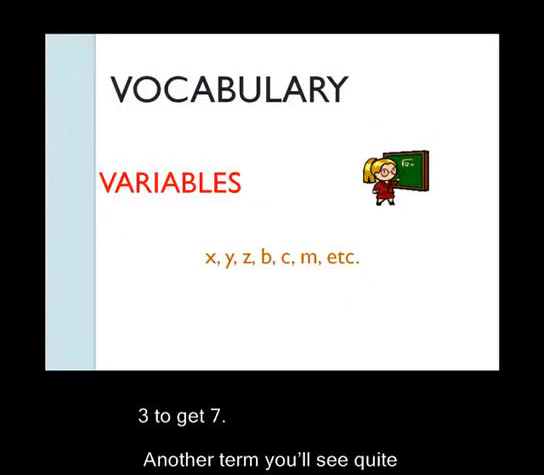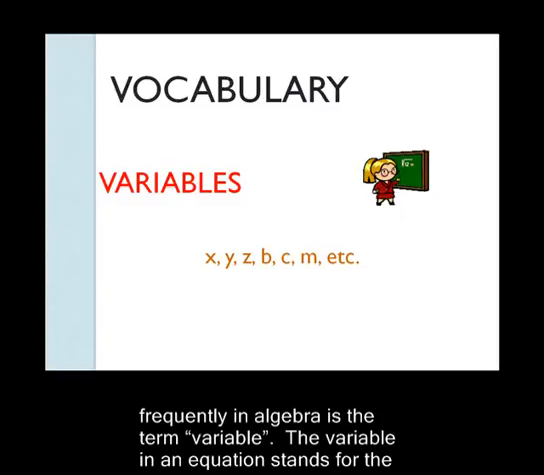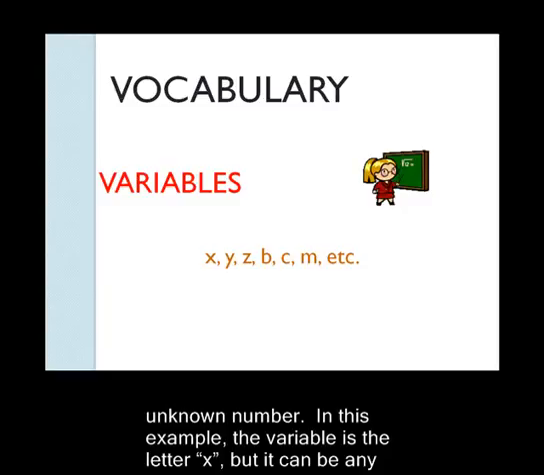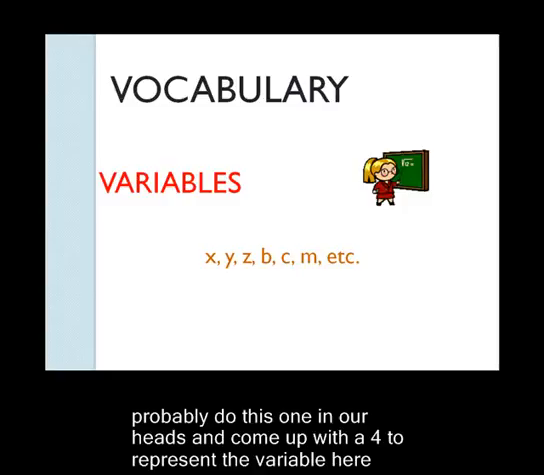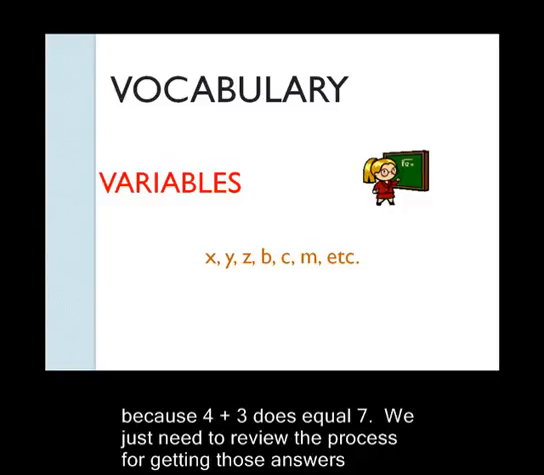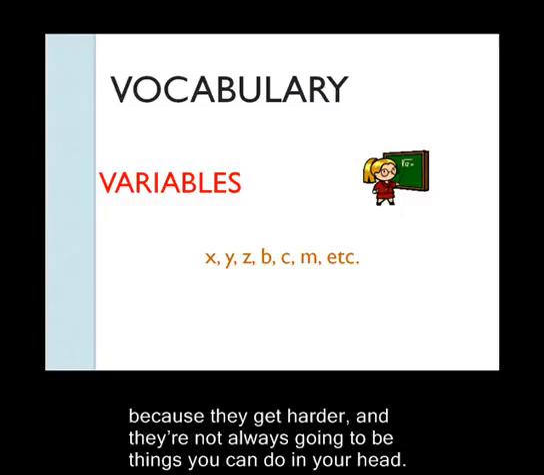Another term you'll see quite frequently in algebra is the term variable. The variable in an equation stands for the unknown number. In this example, the variable is the letter X, but it can be any letter you choose. We use the letter X as a standard in algebra frequently. We can probably do this one, remember it was X plus 3 equals 7, in our heads and come up with a 4 to represent the variable, because 4 plus 3 does equal 7. We just need to review the process for getting those answers because they get harder, and they're not always going to be things you can do in your head.